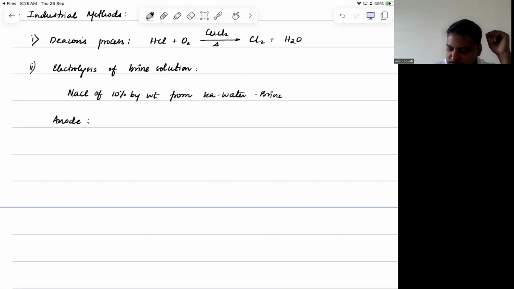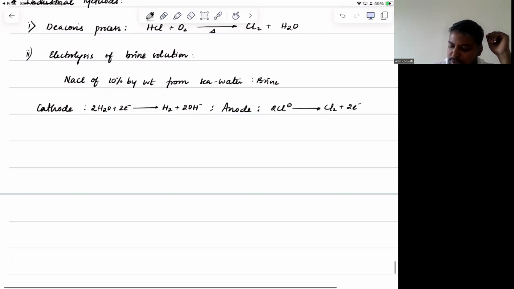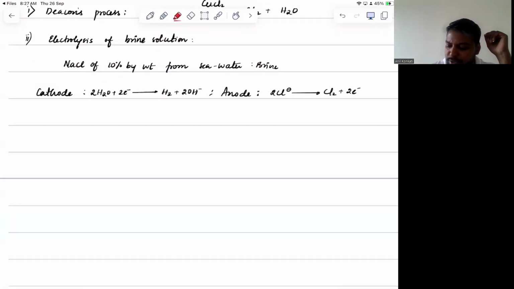At cathode, you will see H2O will take up electrons to form H2 plus 2 OH minus. While at anode, you will notice 2 Cl minus converting into Cl2 plus 2 electrons. That's how we can get chlorine, by using electrolysis.